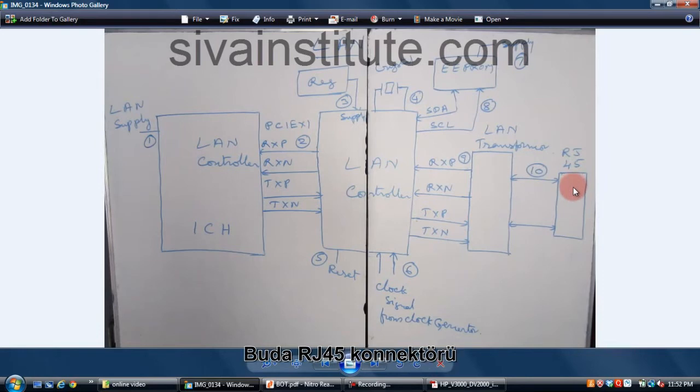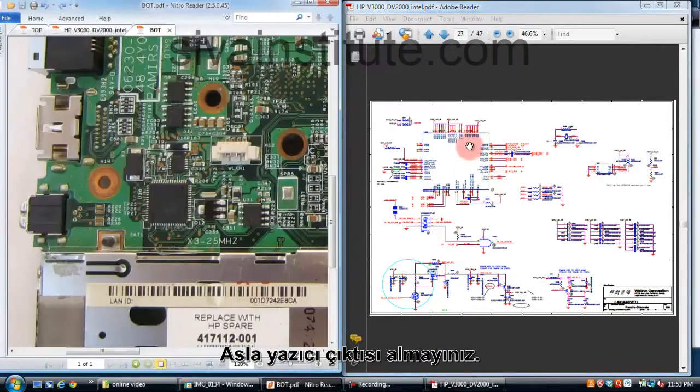LAN transformer, RJ45 connector. The signal comes out from the ICH and goes to the LAN controller. That signal goes to the RJ45 connector through the LAN transformer. This is connected with a crystal, a regulator IC and an EPROM chip. So now we will see it in the circuit, in our printouts. I will explain in this way.